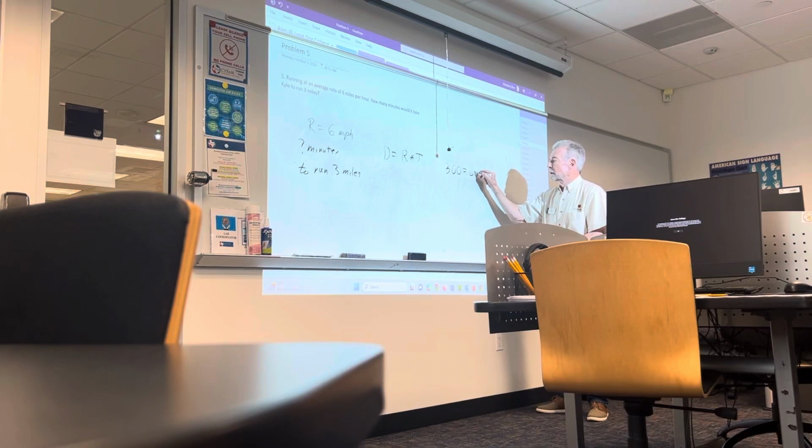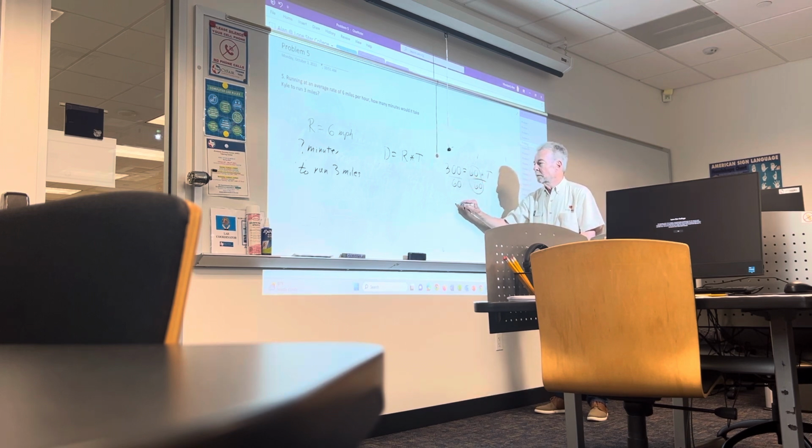60 miles per hour. Okay. So then I do the opposite. I want to get this time by itself. So the opposite of multiplication is division. And 60 over 60, we said that's equal to 1. So that can be removed from our equation. So this would be 1t. And 300 over 60 would be 5 is equal to t.